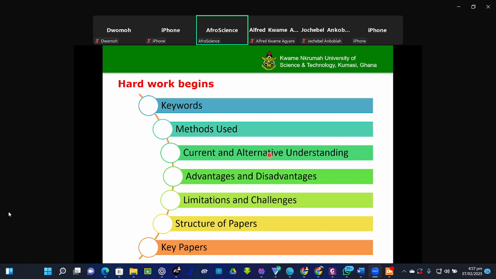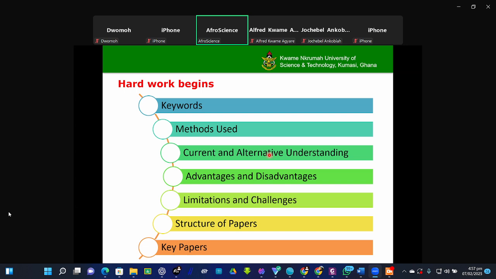Moving forward, how are those words used in the papers? You should know that. That's an effective literature review. Second is the methods used. What methods have been used? What algorithms have been used? How were they deployed? You should be able to get this from the literature review that you are doing.